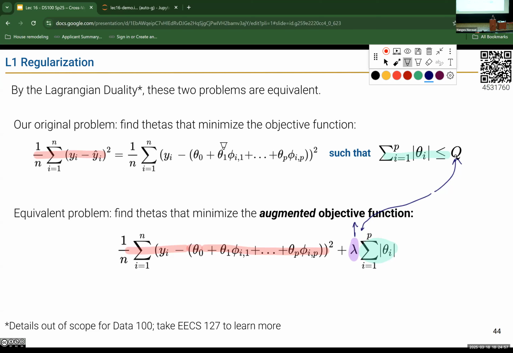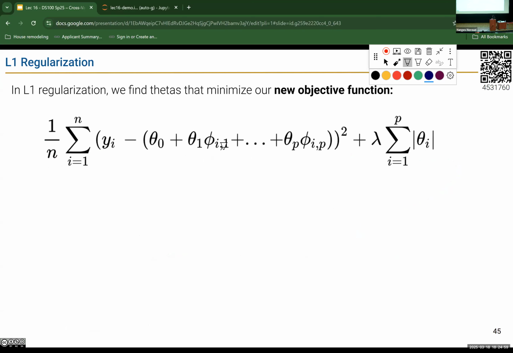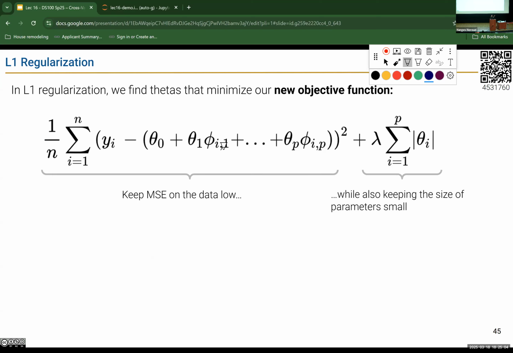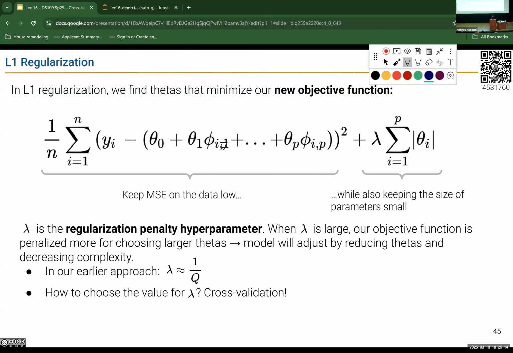So this is our new augmented objective function that we're trying to solve. Again, the first piece is optimizing for MSE. The second piece is to make sure that the parameters are small. And there's the same notion of the budget that we still have here. There is an inverse relationship between lambda and the budget. So if lambda is a very large value, this entire objective function is going to be driven entirely by the second term.